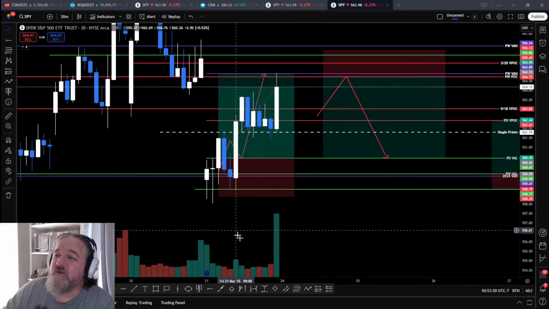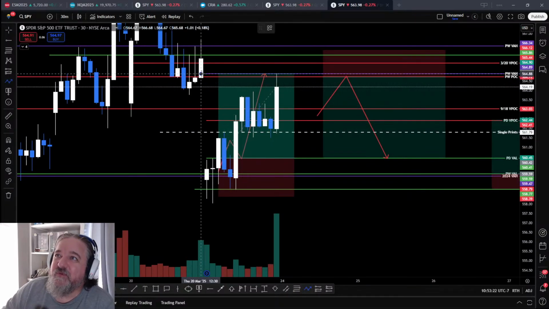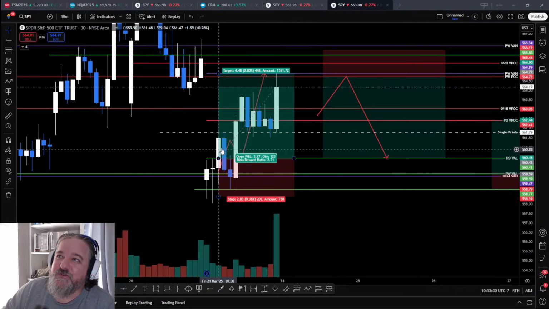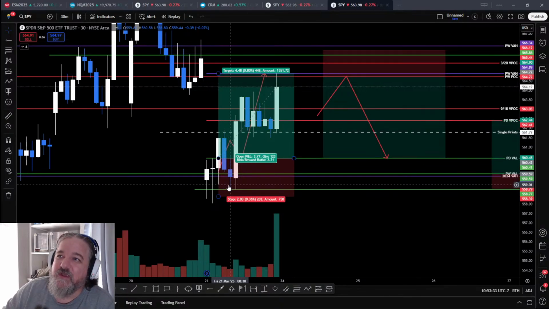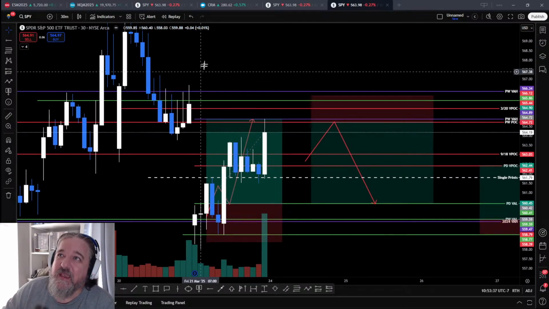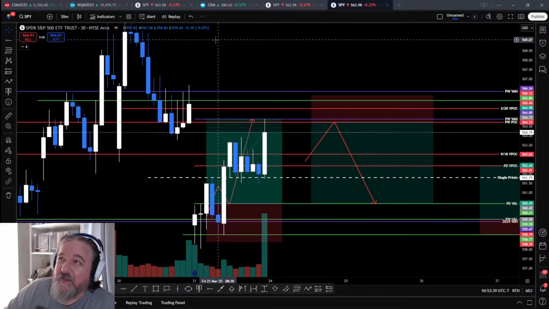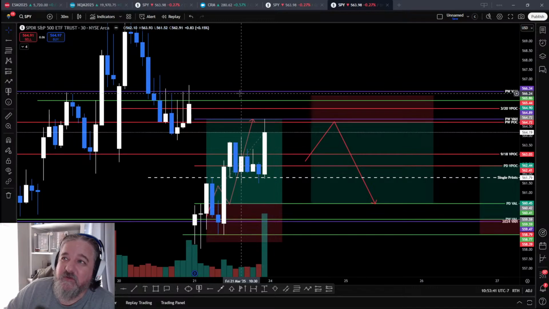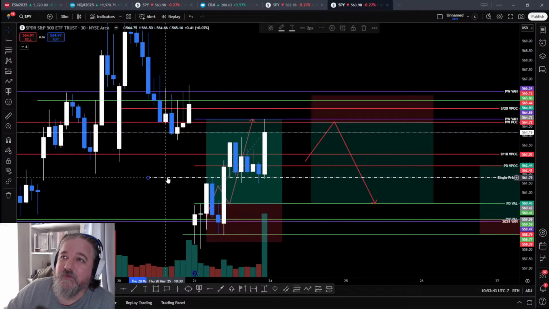Normally, if I have single prints, I would be expecting price to come down to there and then bounce. But when we have single prints that we gap through, you actually expect the inverse reaction. So when price comes up to it, you expect a rejection down. Or if we had single prints at the top and we gapped over it, and we come back to those single prints, you would actually expect them to bounce off of it. Okay?